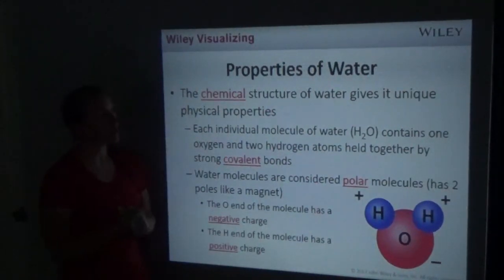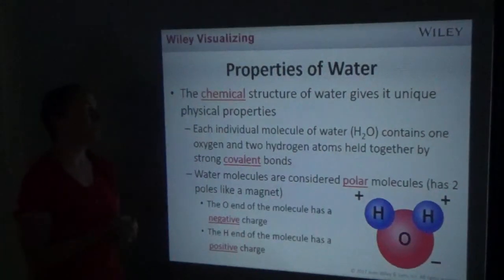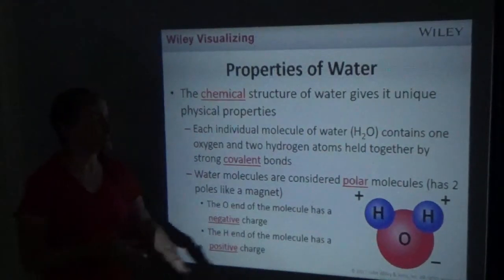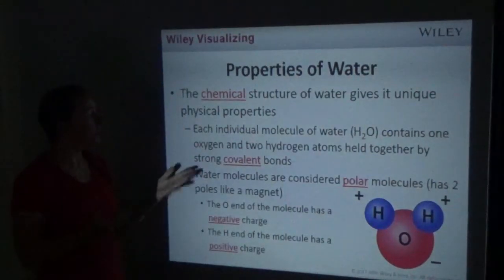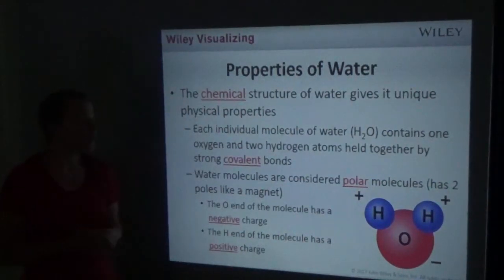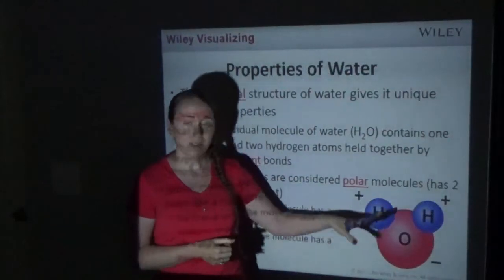So the chemical structure of water gives it unique physical properties. Each individual molecule of water, which of course is an H2O molecule, contains 1 oxygen and 2 hydrogens. So H2 means 2 hydrogens, O means 1 oxygen. And they're held together by strong covalent bonds.